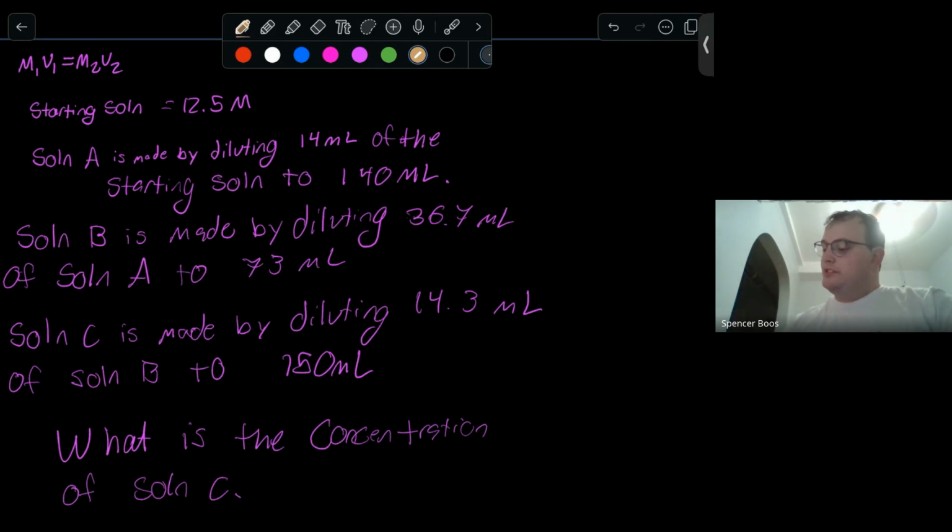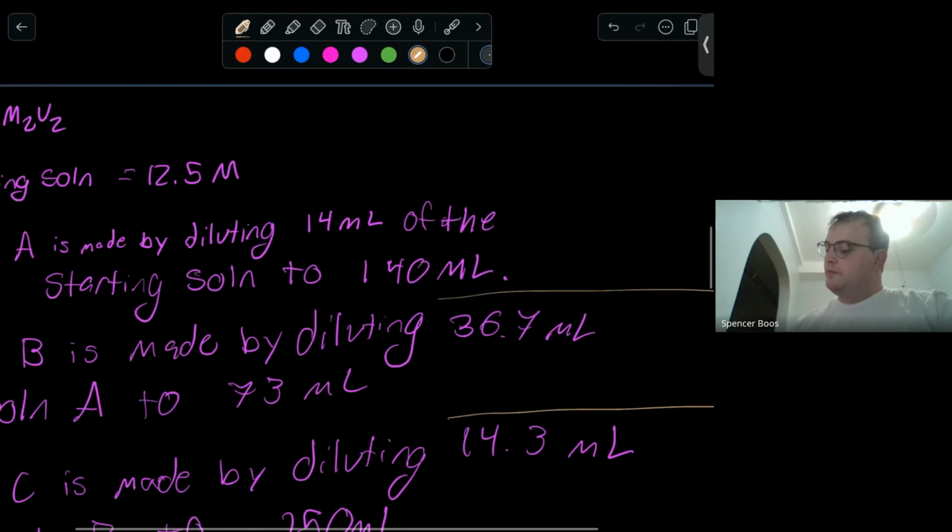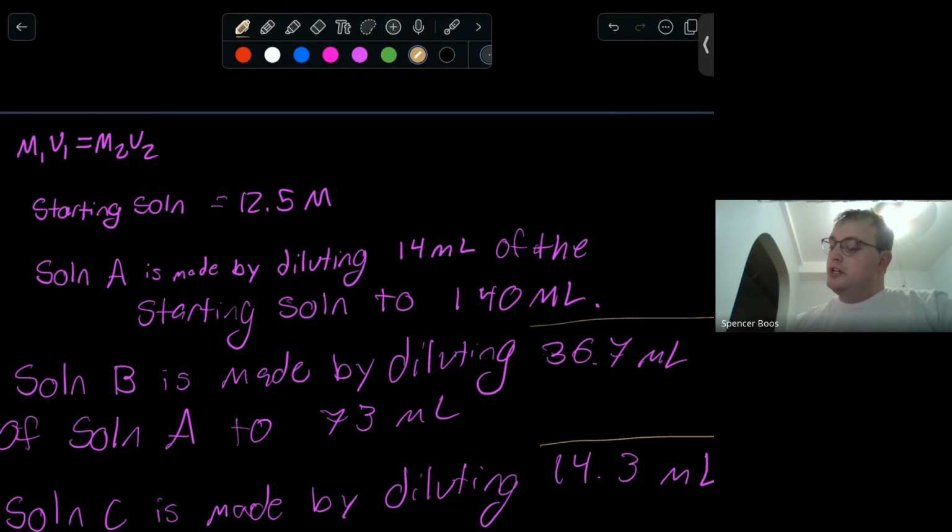All right, let's do this. So let's start up here. Solution A is made by diluting 14 milliliters. So that's going to be our starting volume, V1, of the starting solution. So this here, we'll use blue, is M1, to 140 milliliters, or V2.